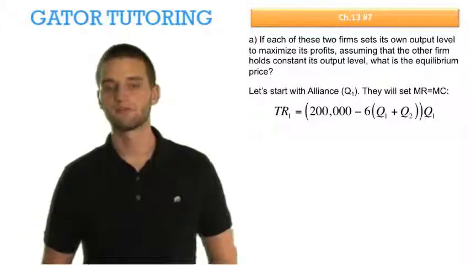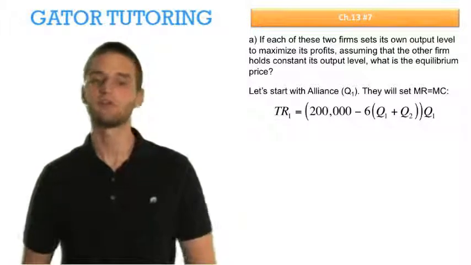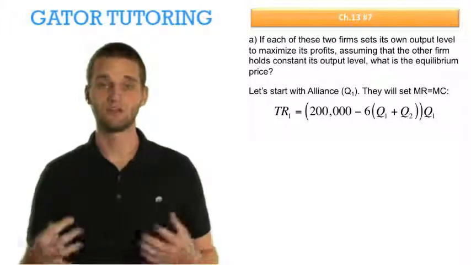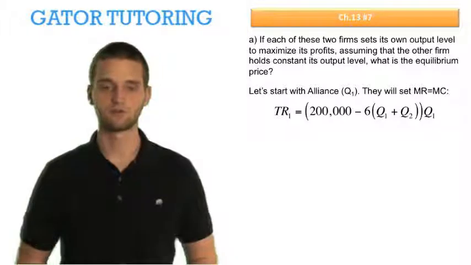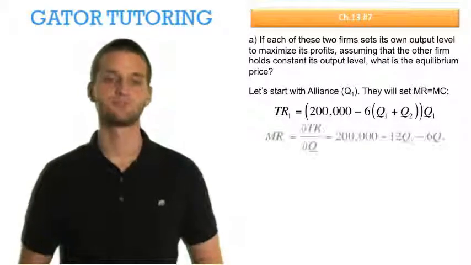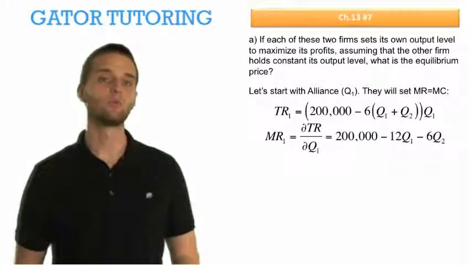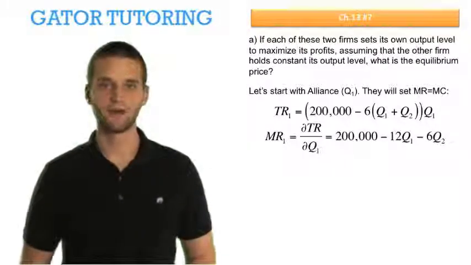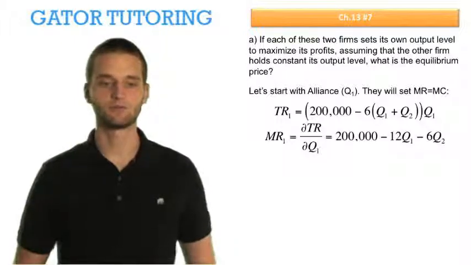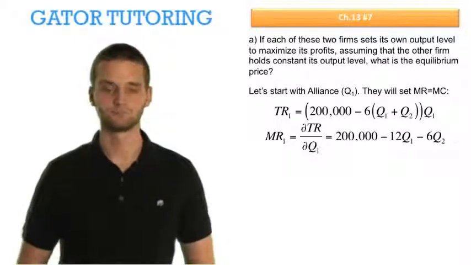Total revenue for them is given by the demand curve, which is 200,000 minus 6 times (Q1 plus Q2), where Q1 plus Q2 is the industry output since there's only two firms. That's price times their quantity, which is Q1. So marginal revenue is the partial derivative of this total revenue function with respect to Q1, because we're just talking about Alliance here. And so it's 200,000 minus 12 Q1 minus 6 Q2.